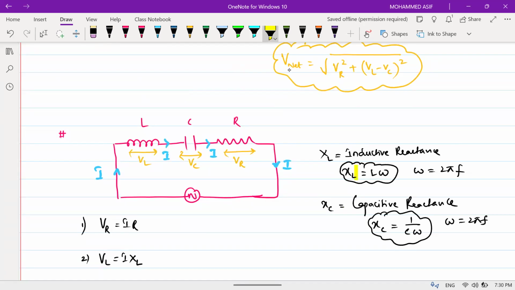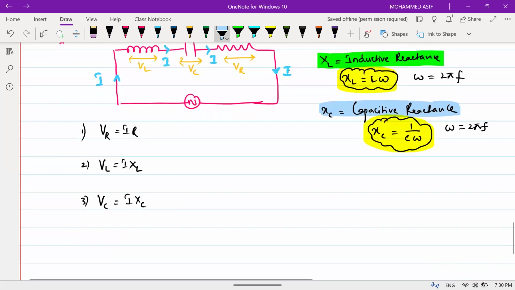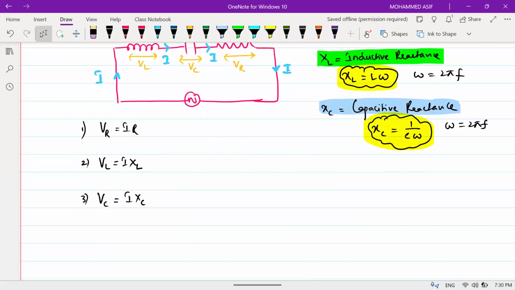Am I clear? XL is known as L omega. XC is equal to 1 by C omega. What do you mean by XL? XL is known as inductive reactance. What do you mean by XC? XC is known as capacitive reactance. Clear? So I'll write here: XL is equal to L omega, XC is equal to 1 by C omega, and omega is equal to 2 pi into F.